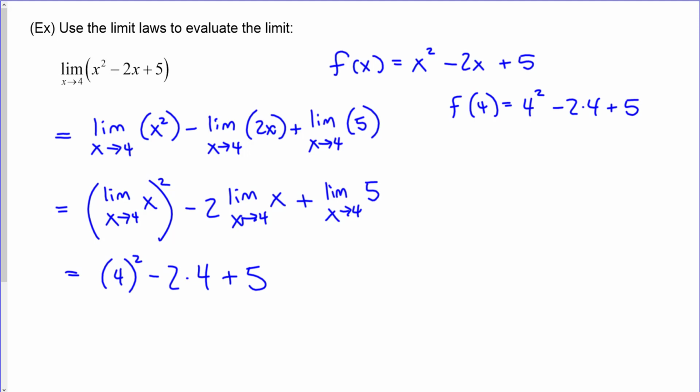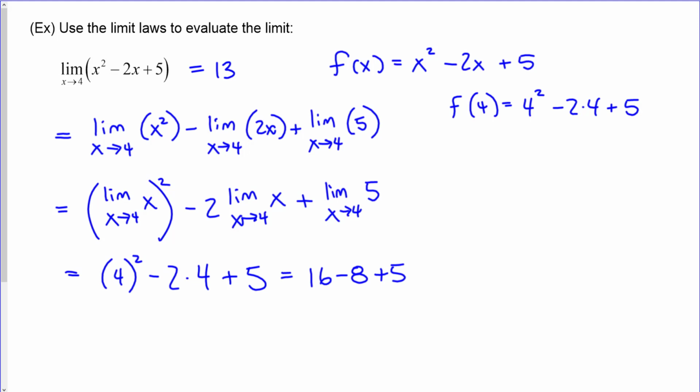And that's essentially the point. These limit laws work in such a way that you can just evaluate the limit for a continuous function, and if you get a real number as your answer, you're done. That's what the limit value is. So this would be, let's see, 16 minus 8 plus 5. So 16 minus 8 is 8, plus 5 gives you 13. So that limit value is 13.